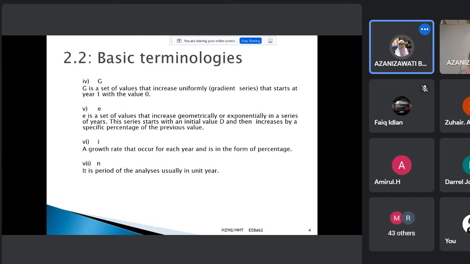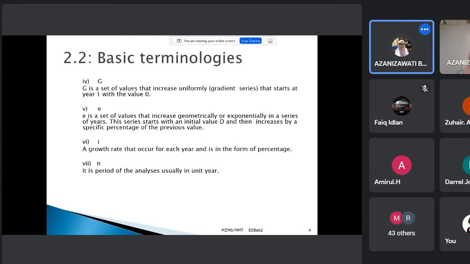Okay, G. G is a set of values that increase uniformly, a gradient series, that starts at year one with the value zero. So G can be compounded growth. So on top of A, you have the G on top of it. Okay. So E is a set of values that increase geometrically or exponentially in a series of years. So this series starts with the initial value and then increases by a specific percentage of the previous value.